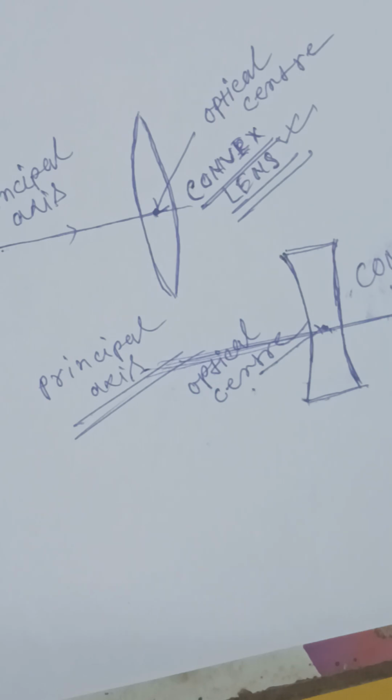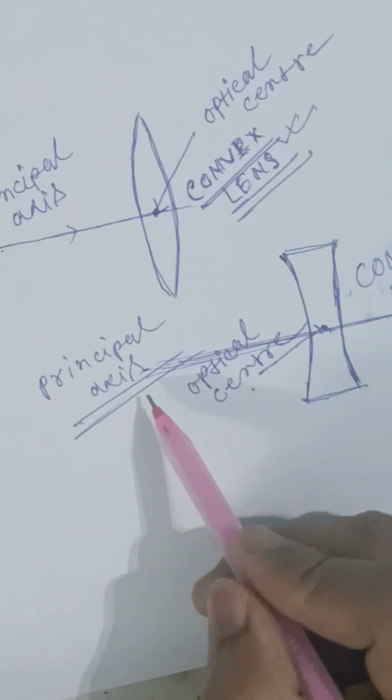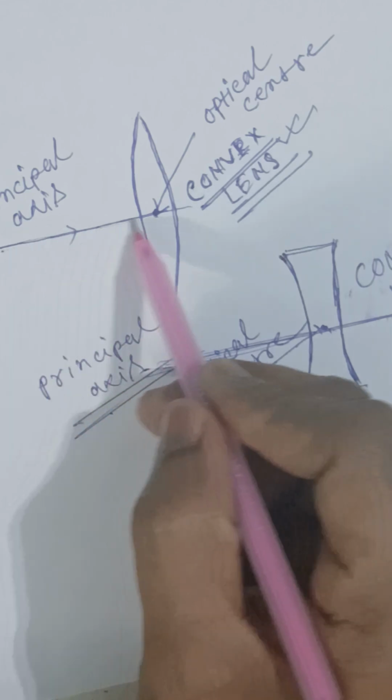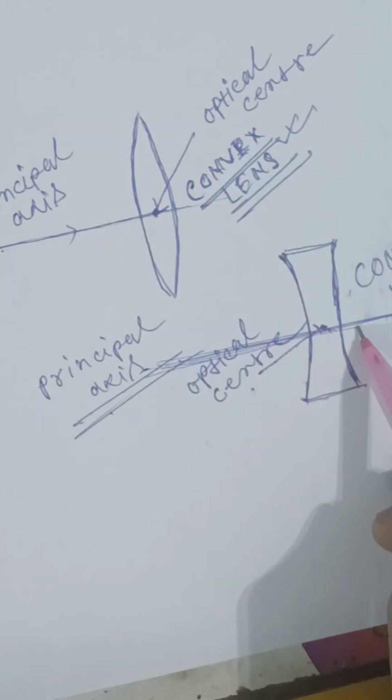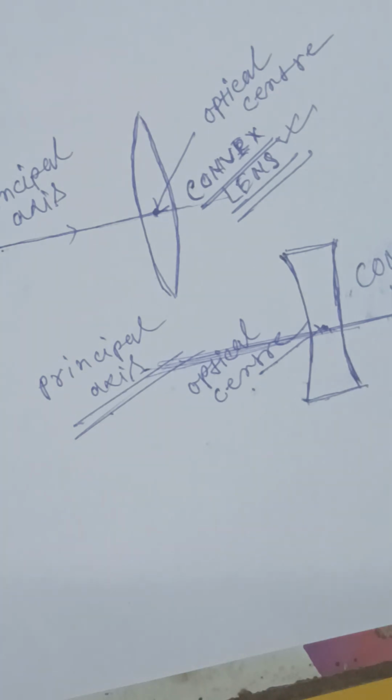Principal axis. Clear? So that is called principal axis, and this is also principal axis. This is the principal axis of the convex lens, and that is the principal axis of the concave lens. So how do we identify which one is a concave lens and which is a convex lens? Easily, using this technique, we can identify whether it is a concave or convex lens.